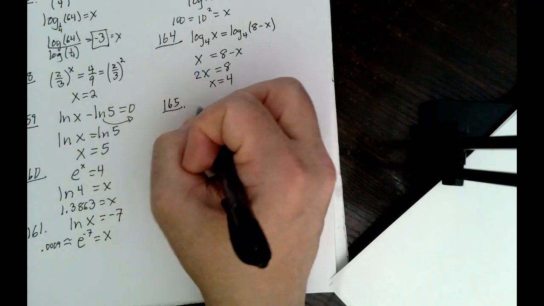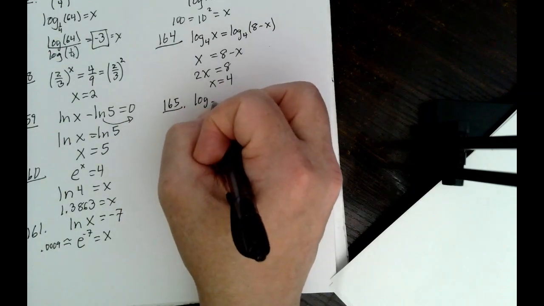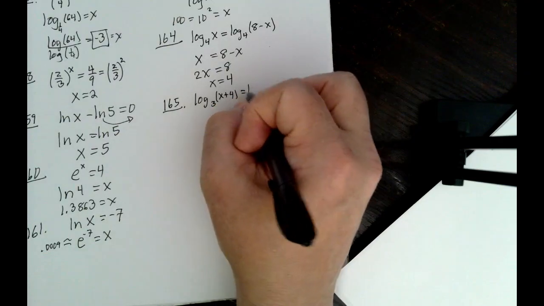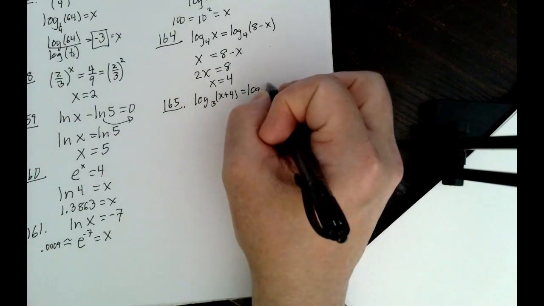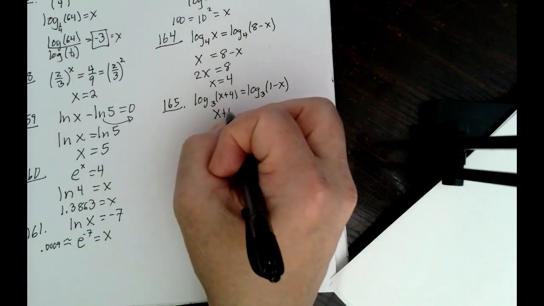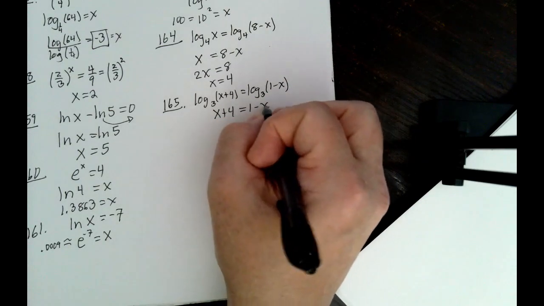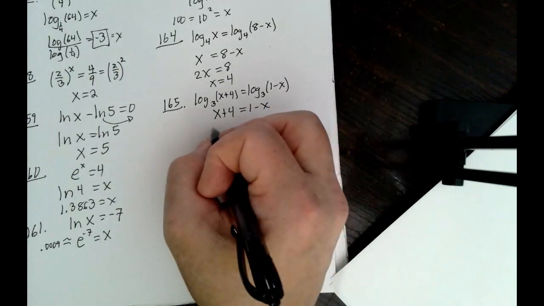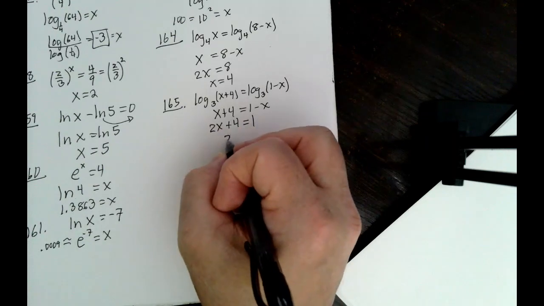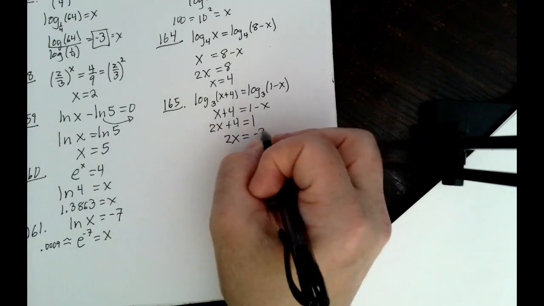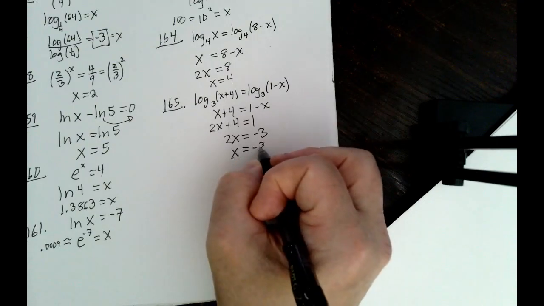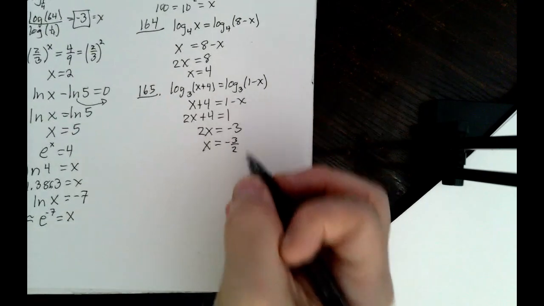165. Log base 3 of x plus 4 equals log base 3 of 1 minus x. So x plus 4 equals 1 minus x. Add x to both sides and you get 2x on the left. Subtract 4, you get minus 3. Then divide by 2, you get minus 3/2.